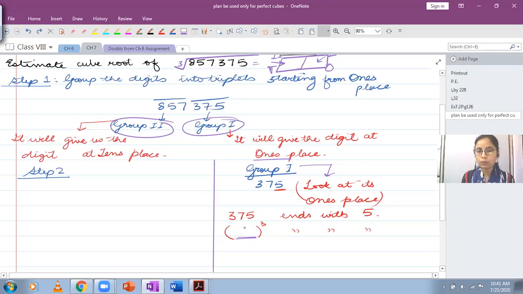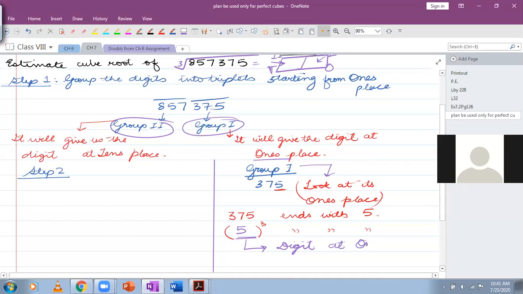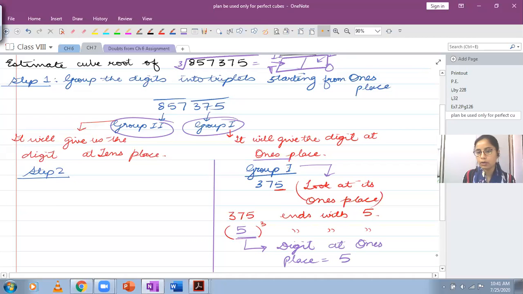Can you think of a number whose cube ends with 5? 5. 5 cube ends with 5. So this is the digit at ones place. So the digit at ones place will be equal to 5.